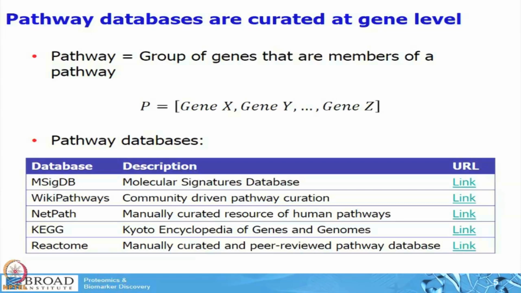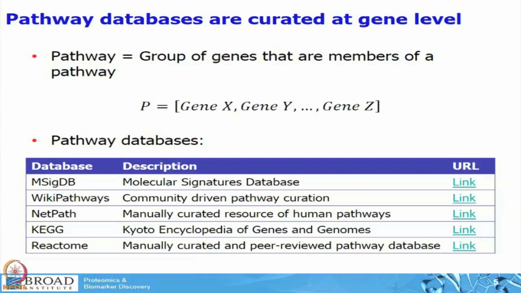And how do we represent the pathway in a computer? A pathway in the simplest case is a group of genes that are members of a pathway or that share some common biological process. So basically a pathway is a list of genes, gene symbols. And there are many different resources for pathway databases like MSigDB, developed at Broad, WikiPathways, NetPath, which has been developed here by Alex, by Penny's group, the Kyoto Encyclopedia of Genes and Genomes, Reactome, and there are even more.